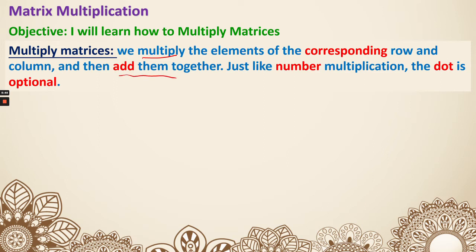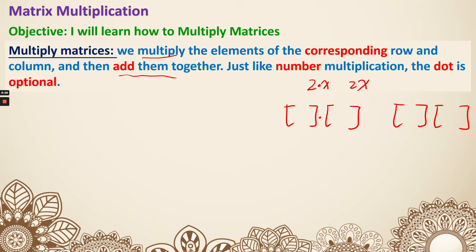Just like a number operation, the dot is optional. That is just saying, for example, let's say we have 2x. We can write it as 2 times x or 2x. It's referring to that little dot. So if you have matrices, you can choose to write the dot in the middle, or you can choose to not have the dot. They both would represent multiplication.